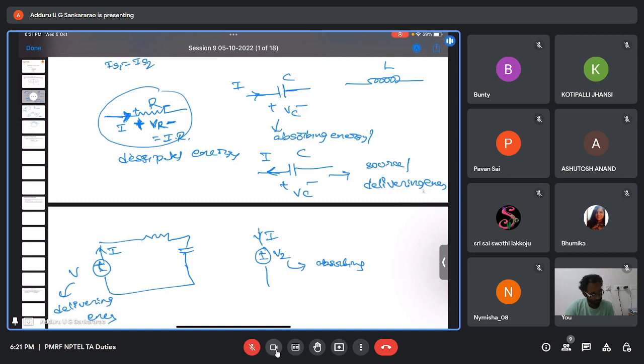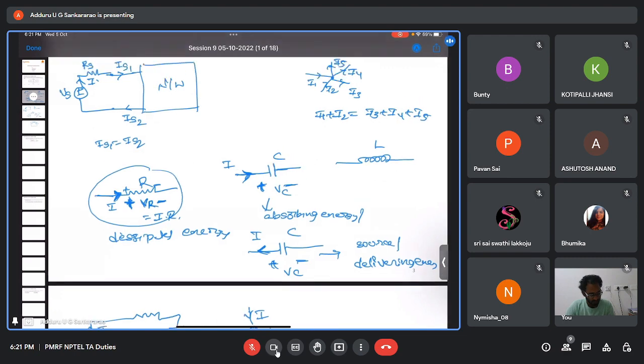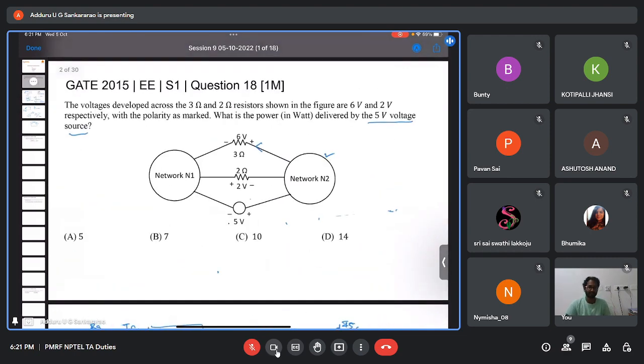When it is absorbing energy, then the current will enter at the plus terminal. Let us say capacitor voltage, this one, current will enter plus terminal. When it is delivering energy, let us say the capacitor voltage is VC, then it leaves from the plus terminal. Okay, now let us come to this case.